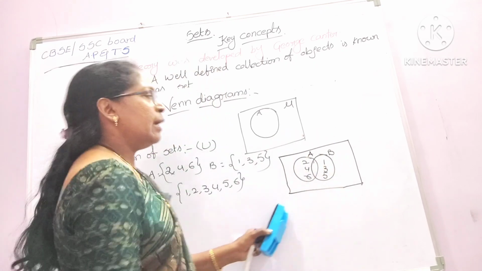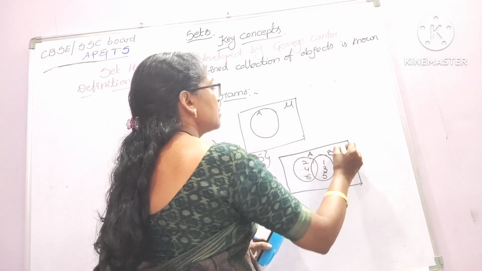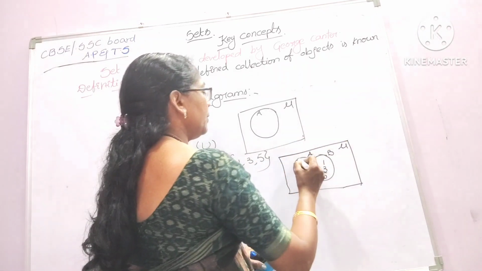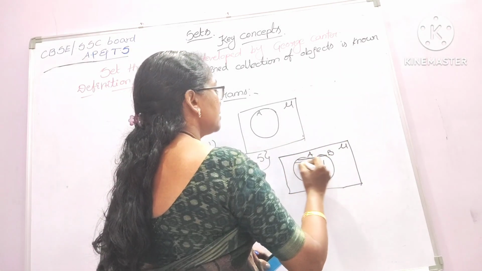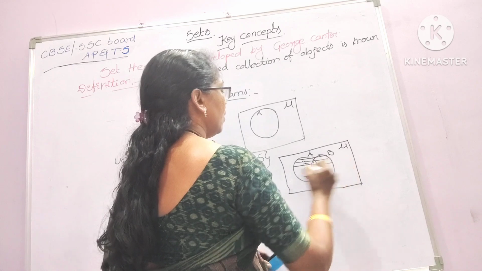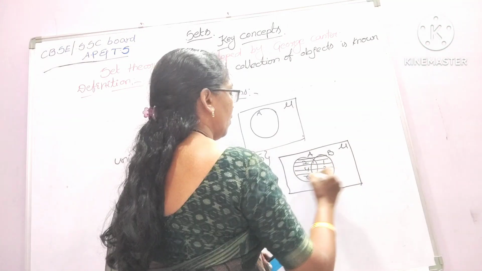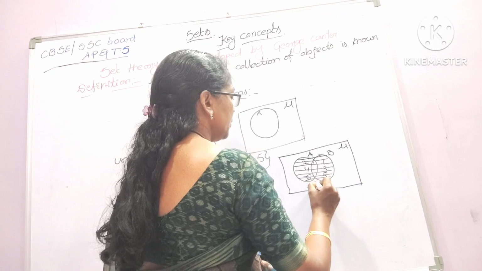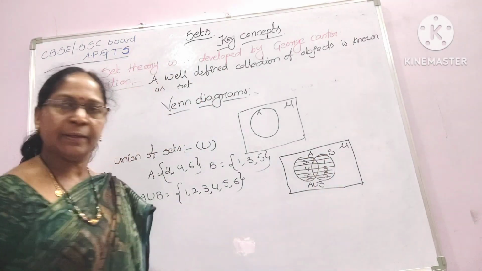This is B. And this square box we represent as mu, that is the universal set. So A union B, what is the answer? A union B means all elements have to be written in order. Collection of all objects. This is union, A union B.